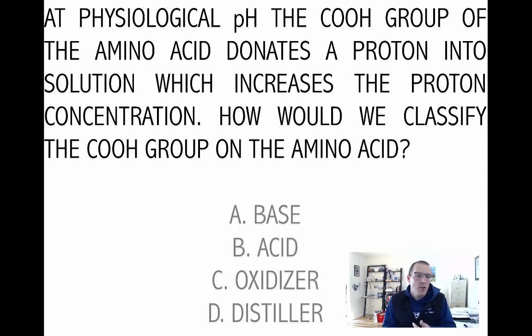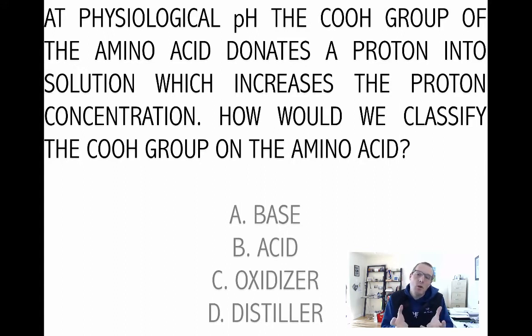Here's a question. At physiological pH, the COOH, that's the carboxylic acid group, of the amino acid donates a proton into solution, which increases the proton concentration, so suppresses the pH there. How would we classify the COOH group of the amino acid? So I just answered this, but this is the kind of question which requires that you apply a little bit of understanding from another part of the class.